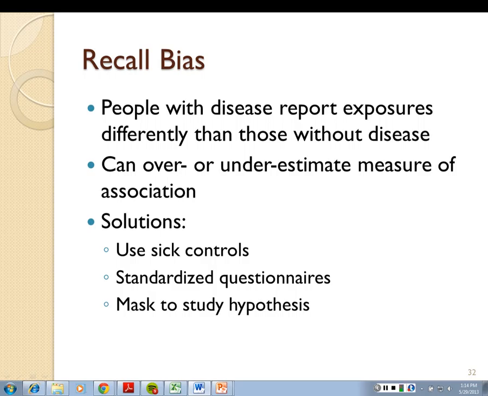Recall bias occurs when people with the disease remember or report exposures differently, either more or less accurately than those without the disease. This can result in an over or an underestimation of the association. Some solutions to combating recall bias include using controls who are also sick but with an unrelated illness, using standardized questionnaires that obtain complete information, and masking subjects to the study hypothesis.